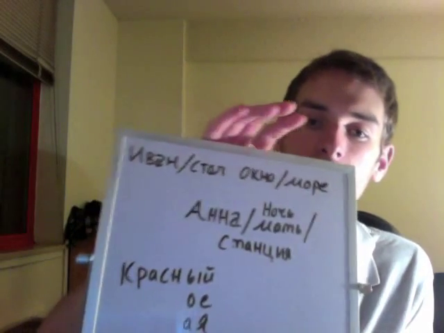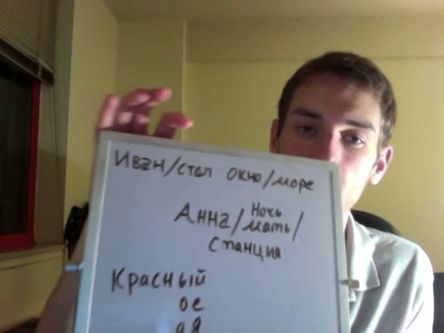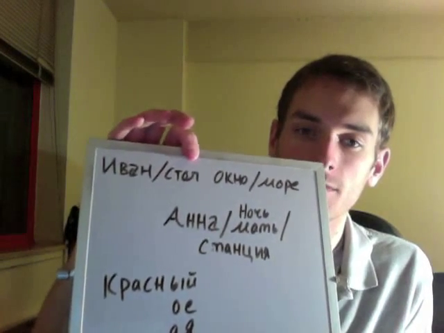Neuter ends in O, so anything that looks like an O, or Y, so it looks like an English E. Anything that ends in that, like akno, morje, those are neuter. Ivan, any consonant, stol, table, those are going to be masculine. And those two generally decline the same way in the case system. I say generally because there are some differences once in a while. But you can generally think of those two classes as one.